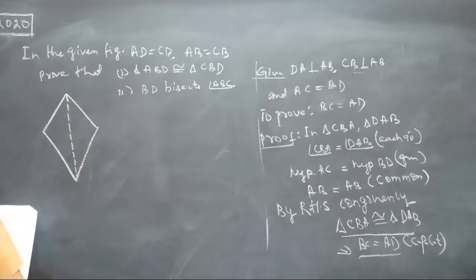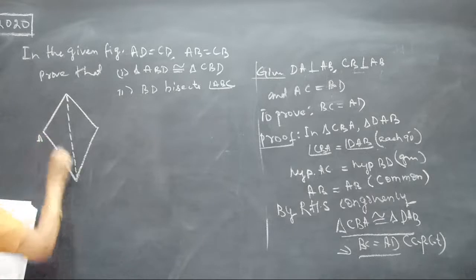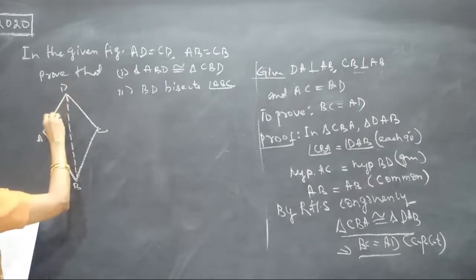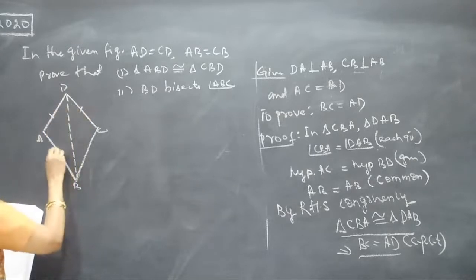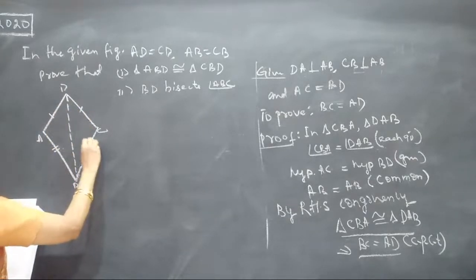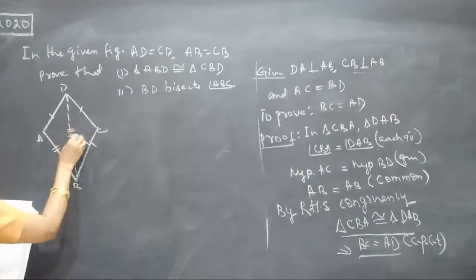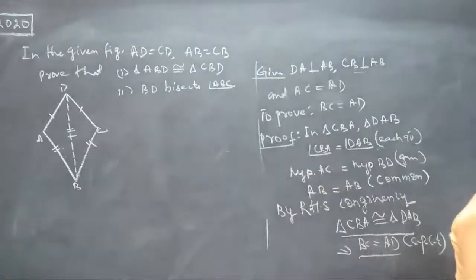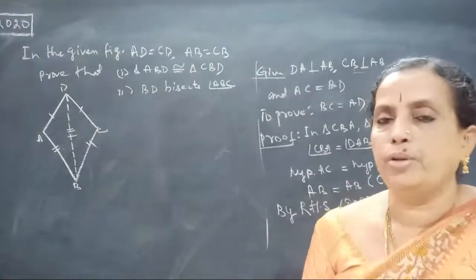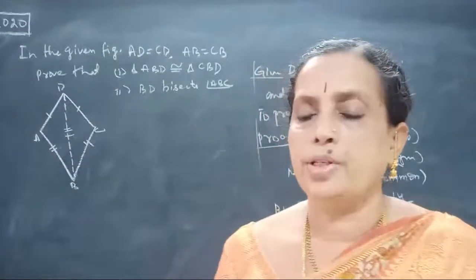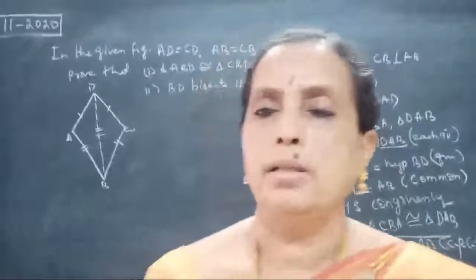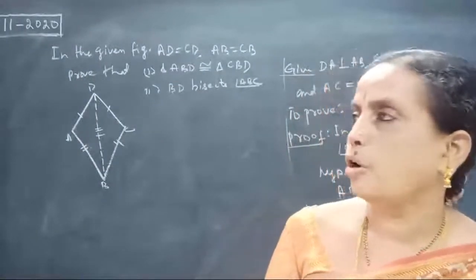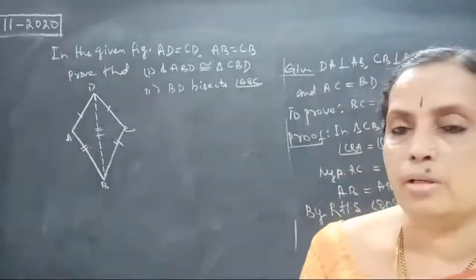This construction I did myself. So you have to mention the construction part in the construction step. AD equals CD, AB equals CB, and this is the third matching part that is common to both the triangles. So now can you immediately give the answer which congruency is applicable here? Very good. SSS congruency, we can prove the triangles are congruent.